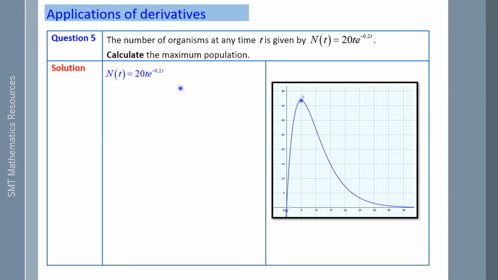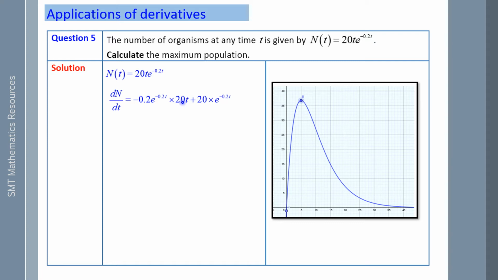I'm going to use algebraic techniques to determine the maximum population, which looks like it happens at about 5. Now, because this is a function times a function, if you let that equal u and e to the negative 0.2t equal v, you could then find u dash and v dash, and your product rule is uv dash plus vu dash, which I have here.